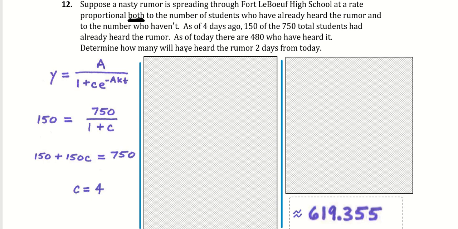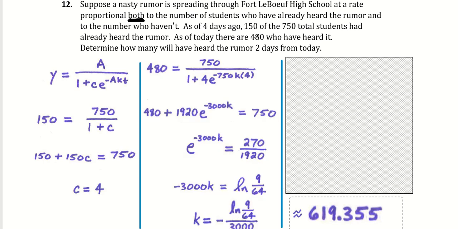So 4 days ago I'm calling t equals 0. And that means as of today, there are 40. So today I'm calling day number 4. Okay, once you have C, now you can plug that in for C. And so today is technically now in our problem t equals 4. And that allows us to get K.